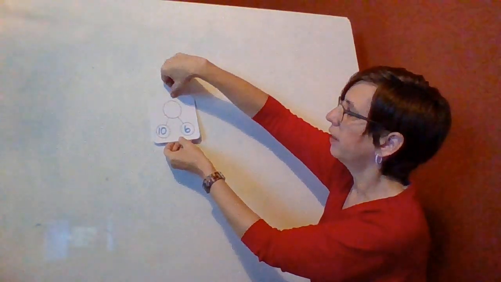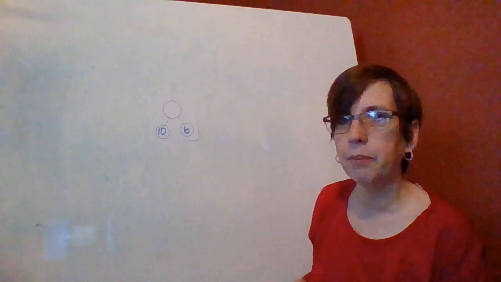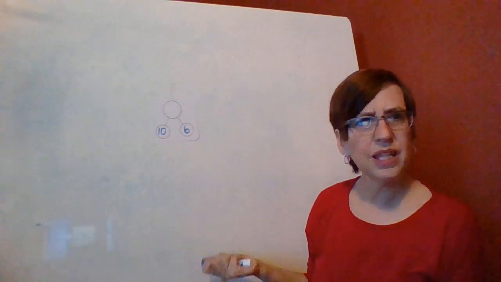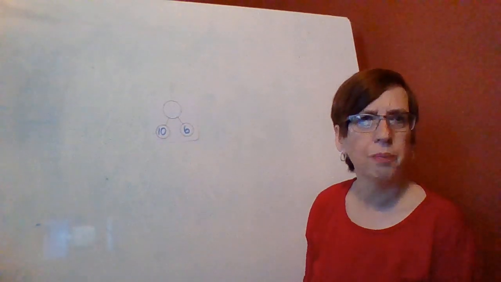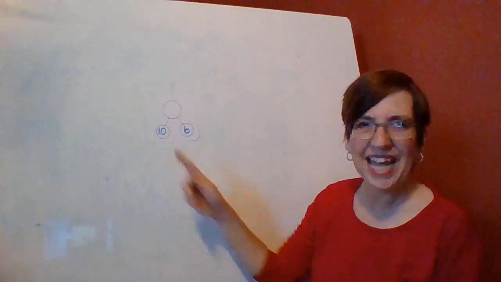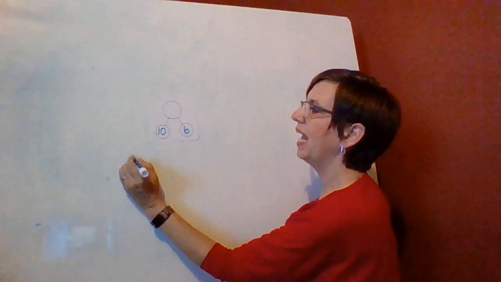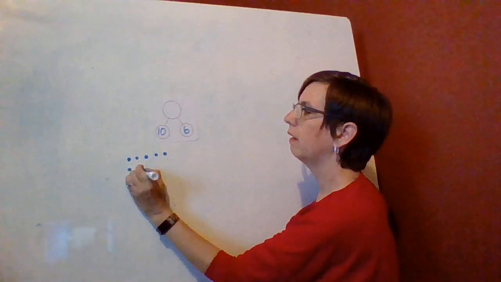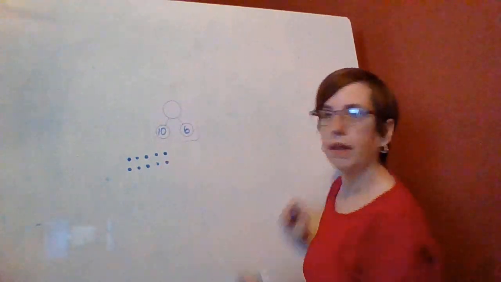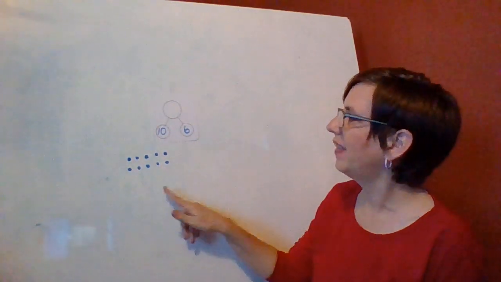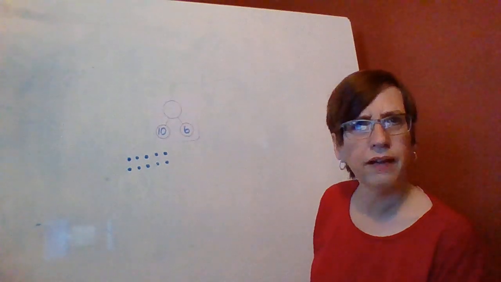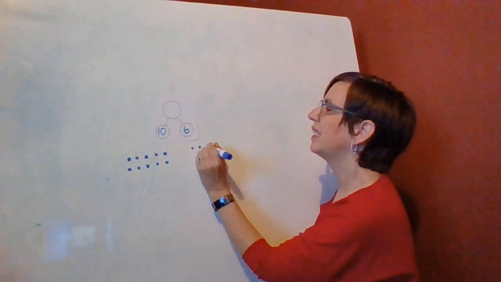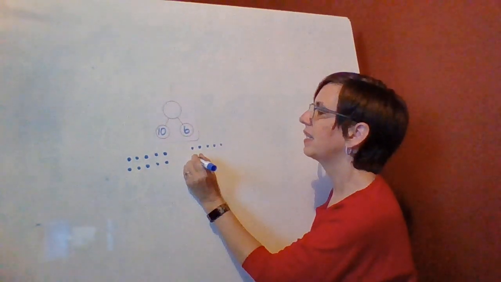I'm going to put this up here so I don't have to draw my number bond each time. So 10 and 6. Which is the bigger number? Which is the larger part? That's right, the 10. So I'm going to make 10 dots right here. All right, there's 10 dots right there. What's our smaller part of our number bond? Very good, it's 6. So I'm going to make 6 dots.